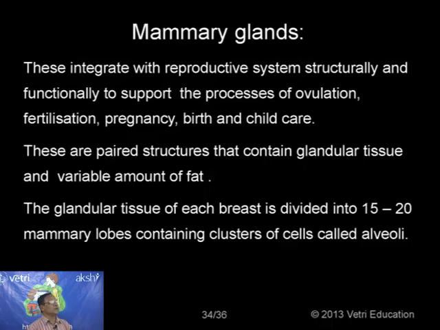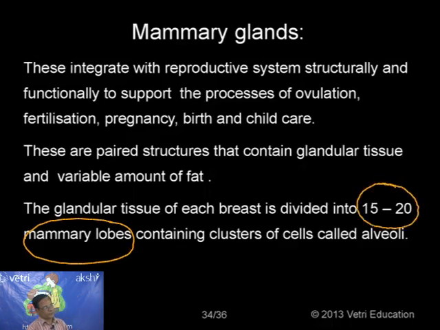Now we have a pair of glands, and these glands normally consist of two important components. One is a variable amount of fatty tissue, and the other is the glandular cells for secreting the milk. So one component is concerned with the secretion of milk, and the other is concerned with providing protection to the glandular tissue, namely the fatty tissue. The glandular tissues are arranged in the form of mammary lobes. Nearly 15 to 20 mammary lobes are present inside each mammary gland.